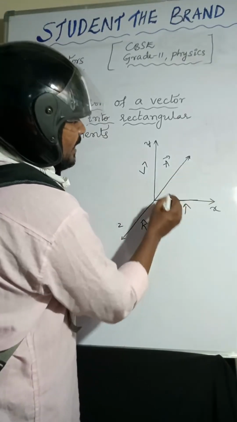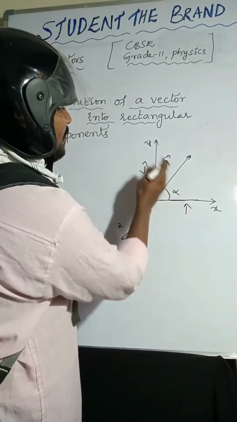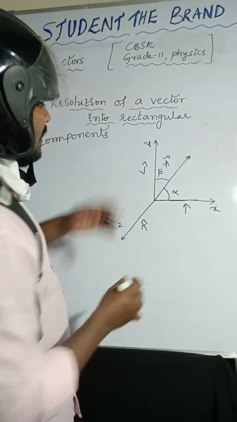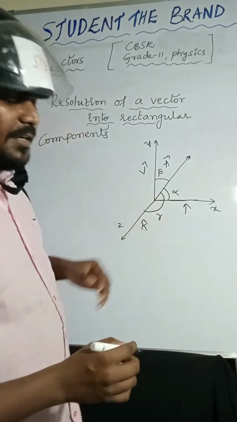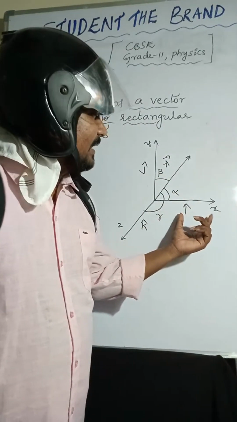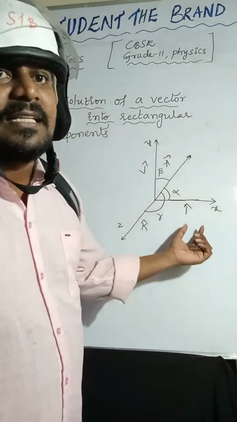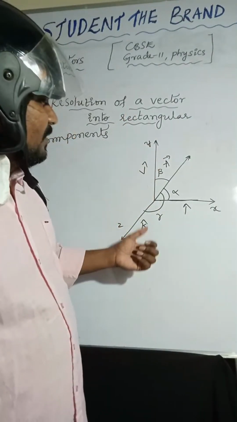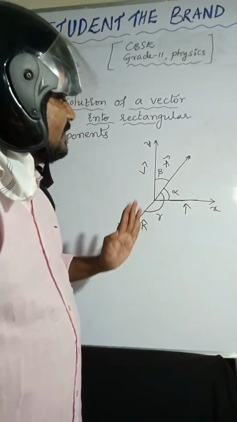So A bar makes an angle alpha with the x-axis, with B it makes beta, and with the z-axis gamma. I am considering the x-axis, y-axis and z-axis. Along the x-axis is i cap, along the y-axis j cap, along the z-axis k cap.